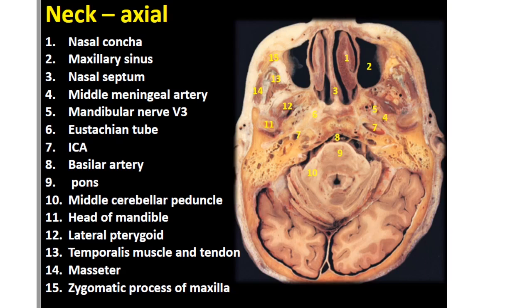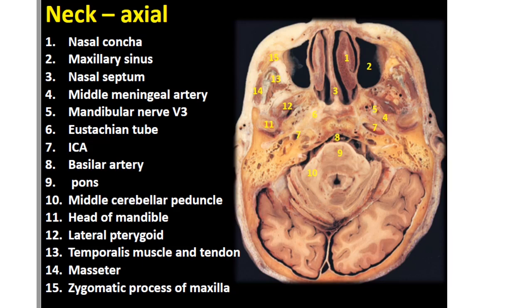Then we have this, the neck axial. So we can also determine this is the nasal concha. Then on the side we have the maxillary air sinuses, right? Then third, this is the nasal septum. Then fourth is your middle meningeal artery, which is very thin. Then we have the internal carotid artery. This is the internal carotid artery.